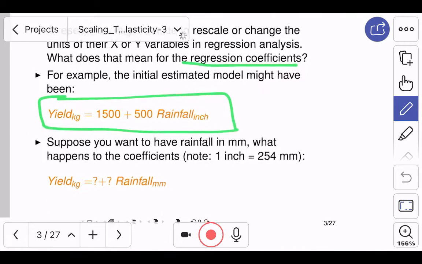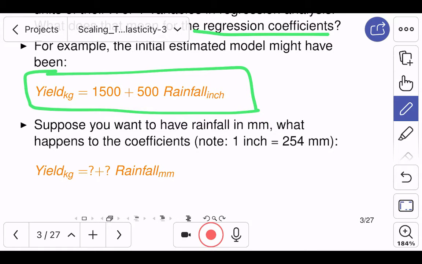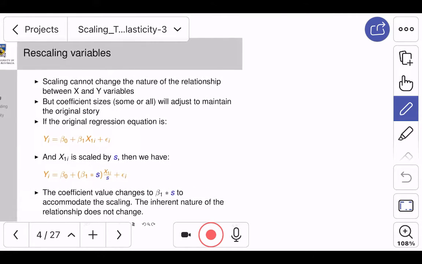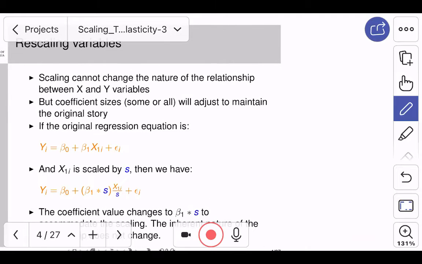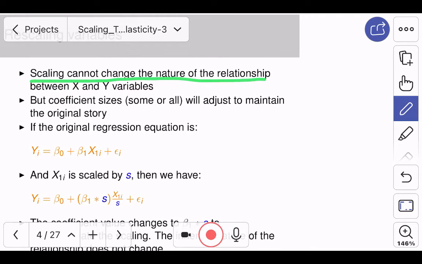Now, if I go into measuring rainfall using millimeters, what happens? What do I get for intercept? What do I get for slope? That's what we want to know. Well, the most important lesson is that scaling cannot change the nature of the relationship. It cannot change the story. The original story will stay the same, but the coefficients will change to maintain that the story is not changed. And that's the most important lesson about scaling.